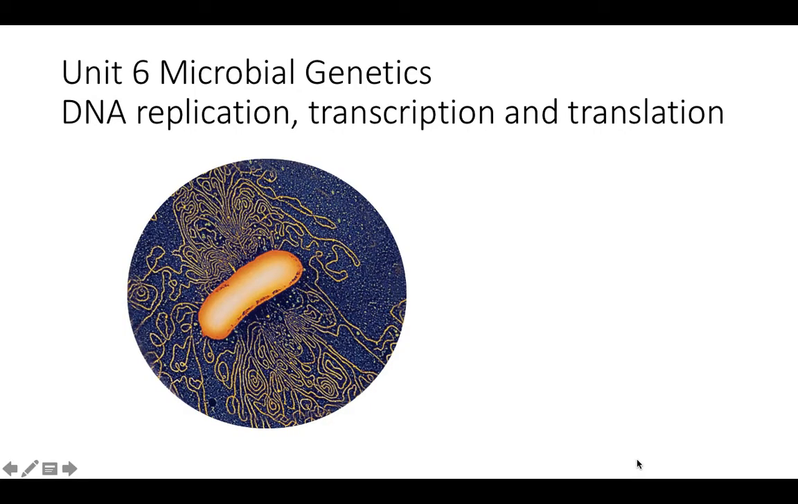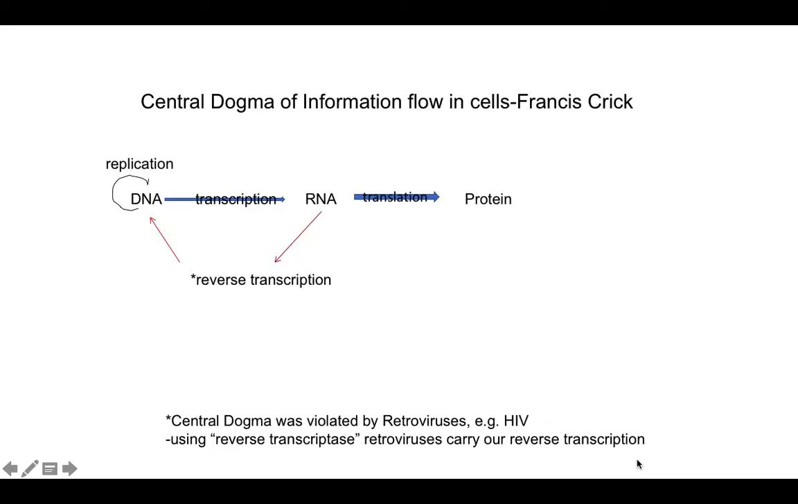Okay, so Unit 6, Microbial Genetics, Part 1. This is going to be DNA replication, transcription, and translation. And I think on this we also do a little bit on inducible operons. So really important, folks, is to remember the central dogma of information flow in cells, which was proposed by Francis Crick. So you recall, and again, folks, we'll be focusing on bacteria here.